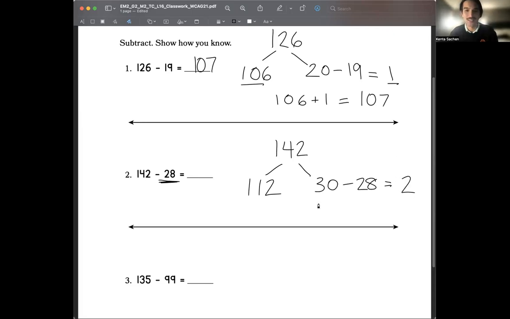2, exactly. And now all we need to do is add 112 plus 2. Okay, equals 114, right? 112, 113, 114. You can count up just like that. So 142 minus 28 is equal to 114.